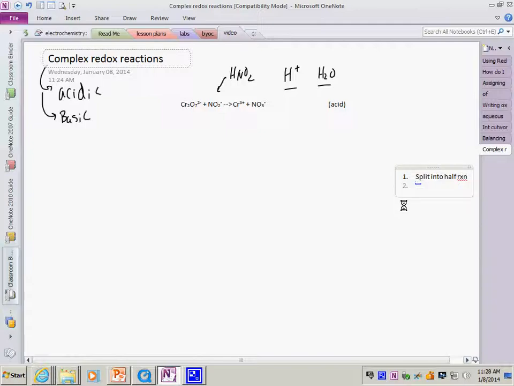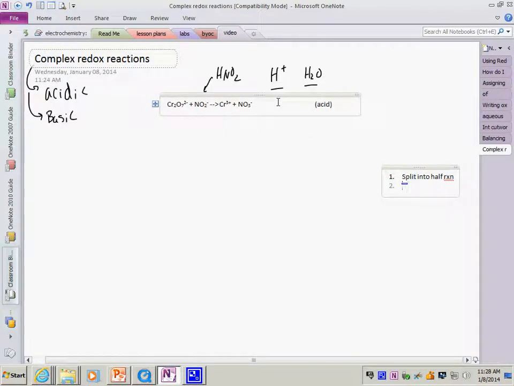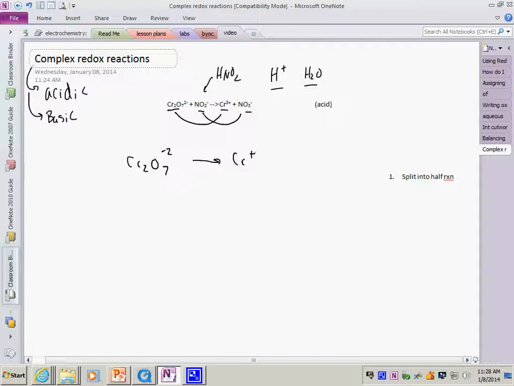All right, so I'll go ahead and do that right here. The half reactions are fairly easy to see. This is one half and this is the other half, so these two and these two are linked. Cr2O7 2 negative goes to Cr plus 3, a very common form of chromium and its most stable form. And then we have NO2 minus goes to NO3 minus.